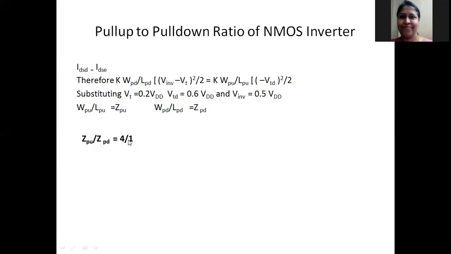And what this means? This means the inverter, if it has to provide proper voltage levels at the output, the width to length factor of the load should be 4 times that of the driver in case of NMOS inverter with depletion device as the load.